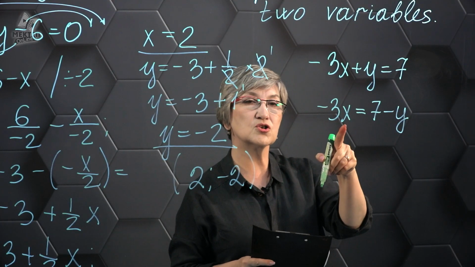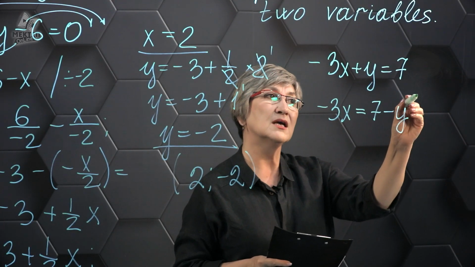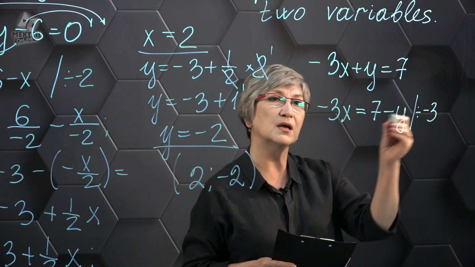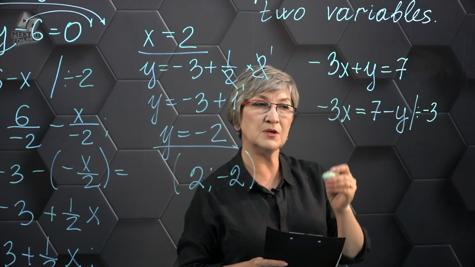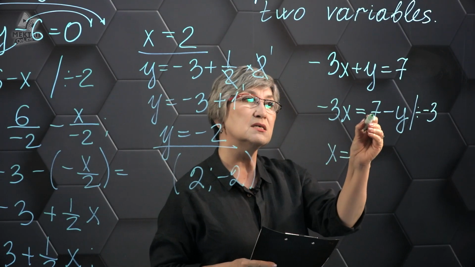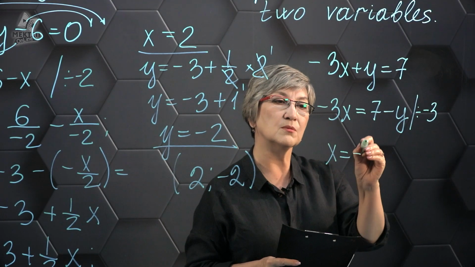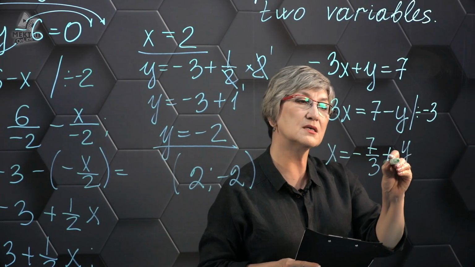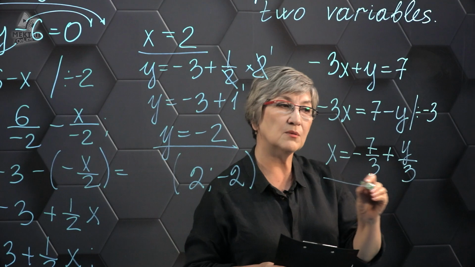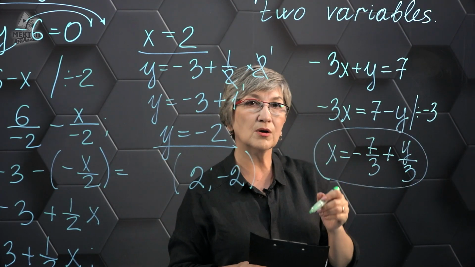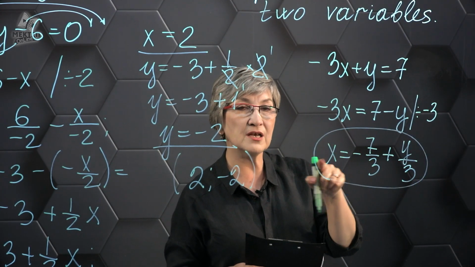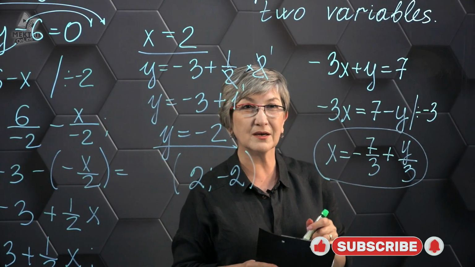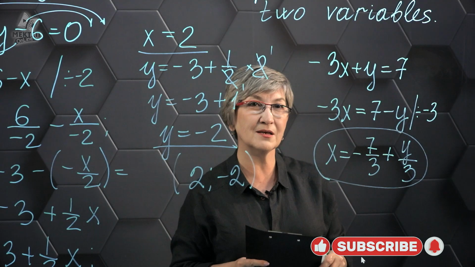And then in order to express the variable x, I have to divide the left and right sides by the number minus 3. Minus 3x divided by minus 3 is just x. 7 divided by minus 3 is minus 7/3. And plus y divided by 3. And that's an expression which will represent the value of the variable x. And using that expression, I can also find pairs of numbers that will be solutions to the linear equation.